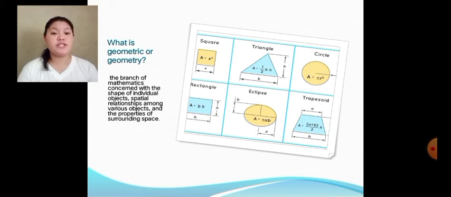Before we proceed to our main topic, let us first know the definition of geometry: the branch of mathematics concerned with the shape of individual objects, spatial relationships among various objects, and the properties of surrounding space. You can see in the picture the different kinds of geometrical shapes, which are the square, triangle, circle, rectangle, ellipse, and the trapezoid.